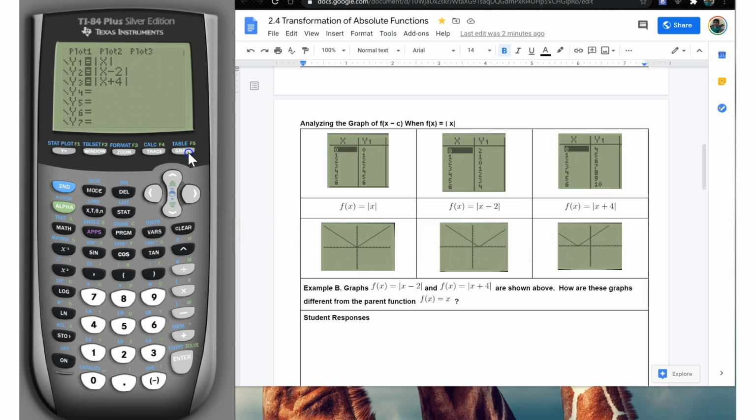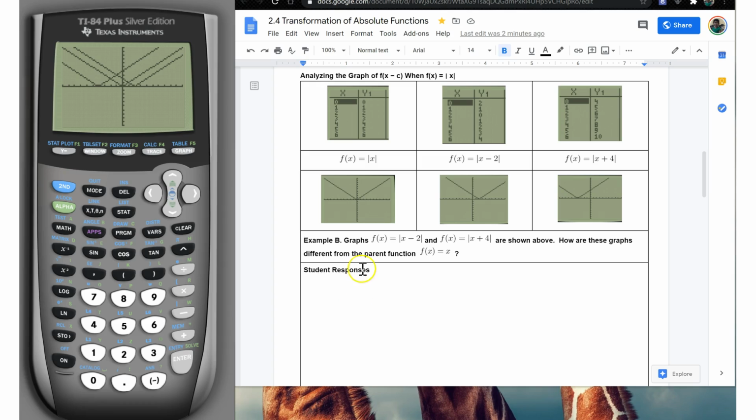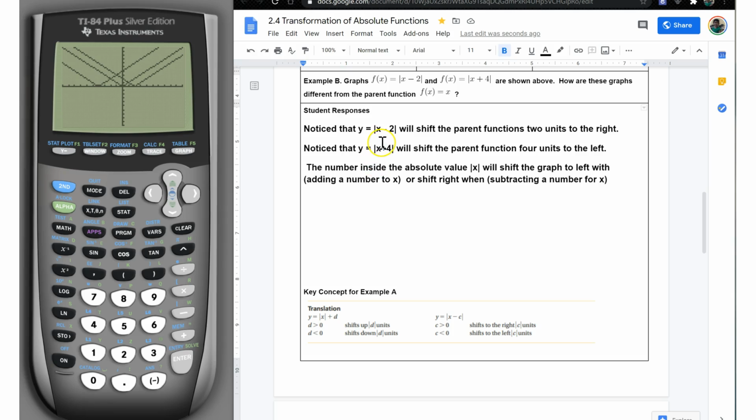So I'm going to go ahead and graph it. And you notice that the graph either shifted right or shifted left. So go ahead and write down what you noticed. Go ahead and pause it and write down what you saw after you graphed the equations. And this is what I noticed.